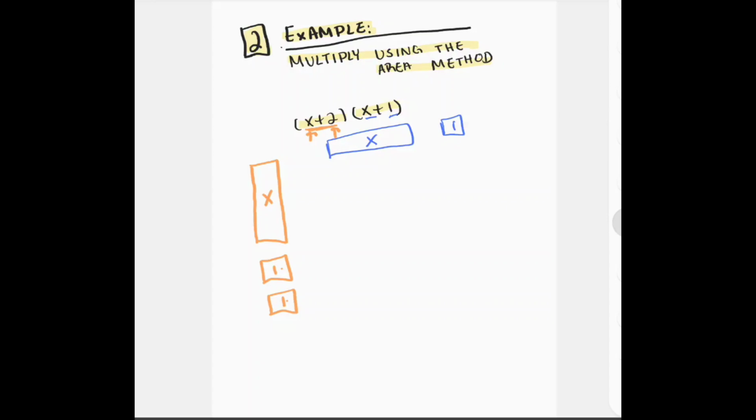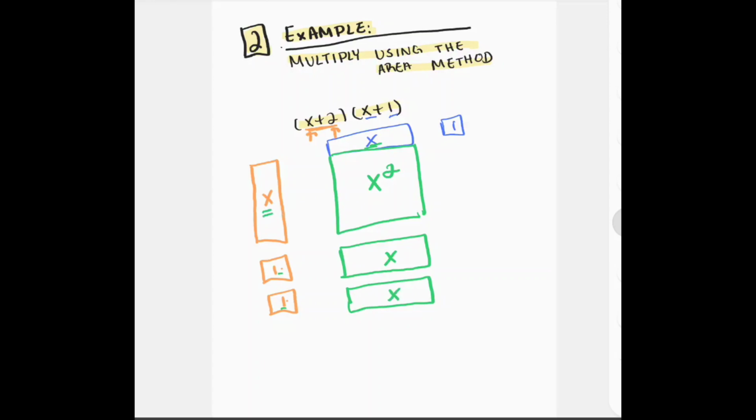Now the next step that we have to do is that we have to multiply. So we multiply x times x, which is going to be equal to x squared. Now we multiply 1 times x, which is x, and 1 times x, which is x. Now we multiply x times 1, which is going to be x, and now we multiply 1 times 1, which is going to be 1, and 1 times 1, which is going to be 1.